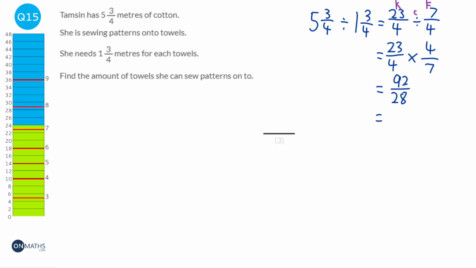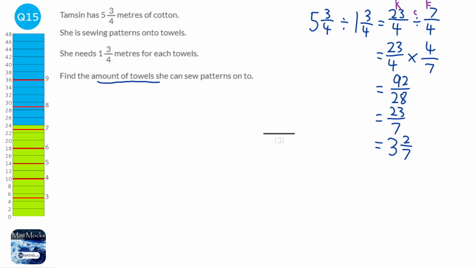And now we need to convert this back into a mixed number. So first of all, actually we can simplify this, because we can divide top and bottom by 4, so that would be 23 over 7. And then make this a mixed number. So 7's into 23 go 3 whole ones, and then obviously 2 remainders, so it's 2 over 7. Now it asks us for the amount of towels that she can sew patterns into.